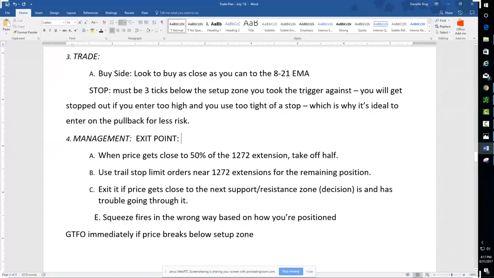All right, so exit point, when price gets to 50% of the 1272, take off half, and that's if you can even trade half. That's also why it's good to learn how to trade futures, because when you have a small account under 25K and you can't day trade, you can scalp futures all you want. They don't have that rule there for whatever reason. So when I stopped worrying about the fact that I couldn't day trade, which was really a stupid thing to worry about, I just scalped futures all the time.